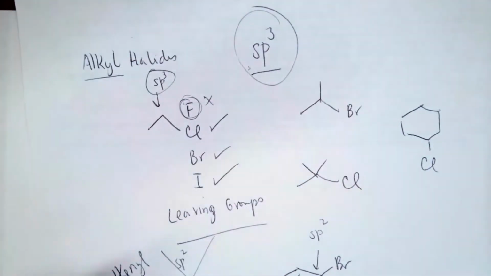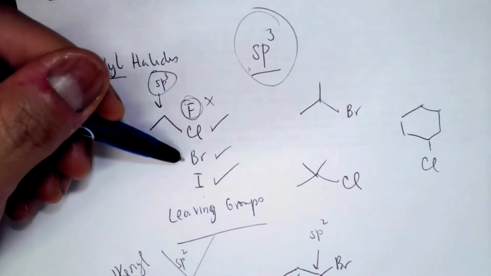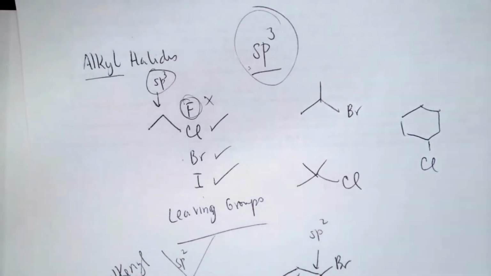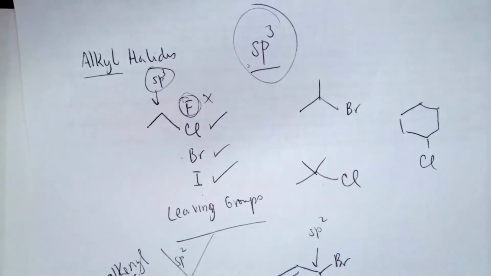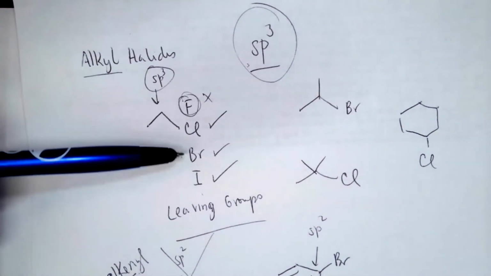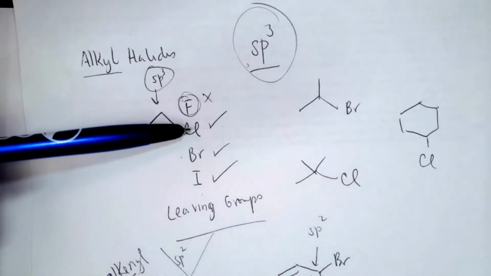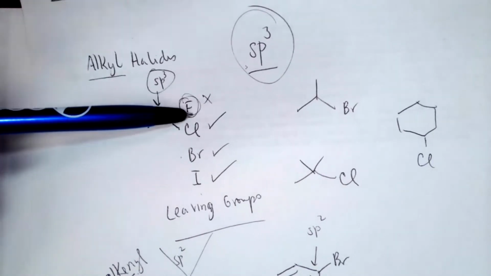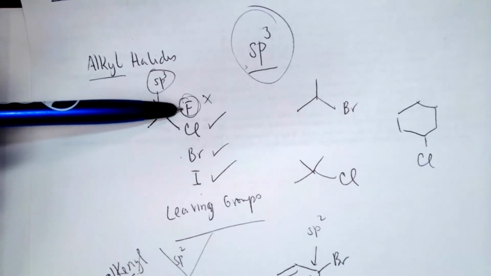I'm just writing the names. Leaving groups: chloride, bromide, and iodide. Now, the big question is, okay, professor, these are the 3 leaving groups, but is there any preference? Which one is a better leaving group? Is there any ranking? Even though they are all halogens, is there any trend? Yes, iodine is a better leaving group than bromine, and bromine is a better leaving group than chlorine. That's why fluorine is really a bad leaving group.